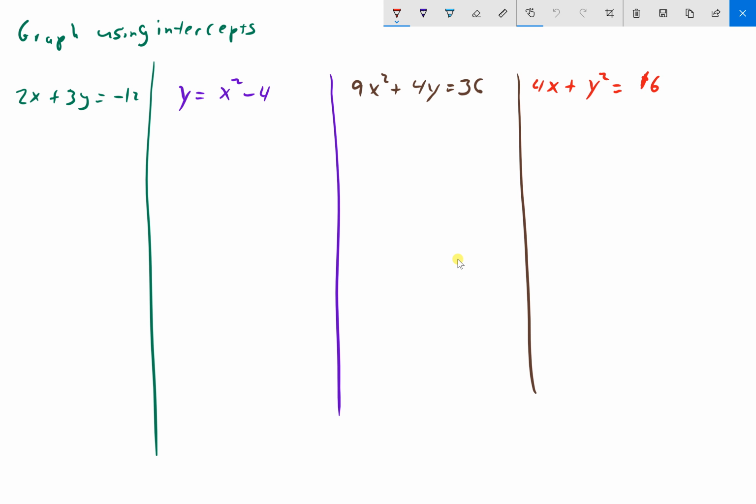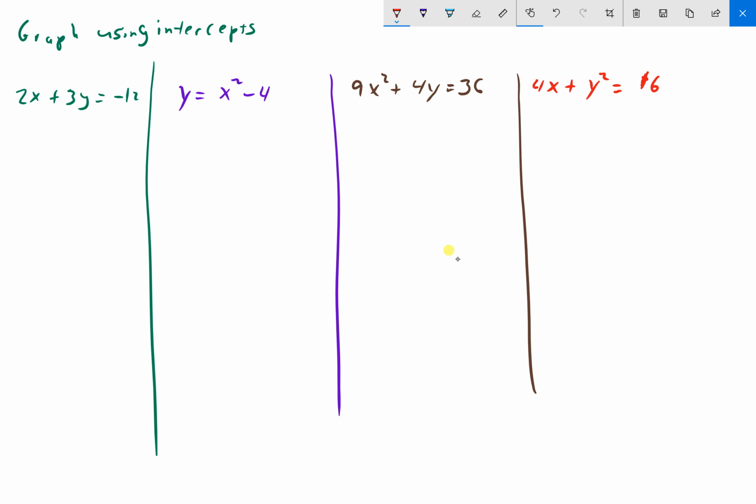All right, so I'm gonna teach a quick lesson on graphing using intercepts, and this is actually kind of a neat topic, but you have to be hyper aware of a couple things. The first thing we're gonna do is take a look at this equation: 2x plus 3y equals -12.